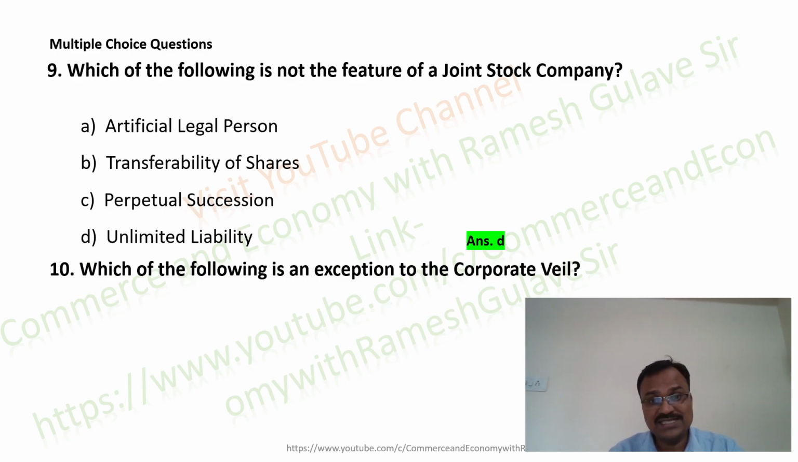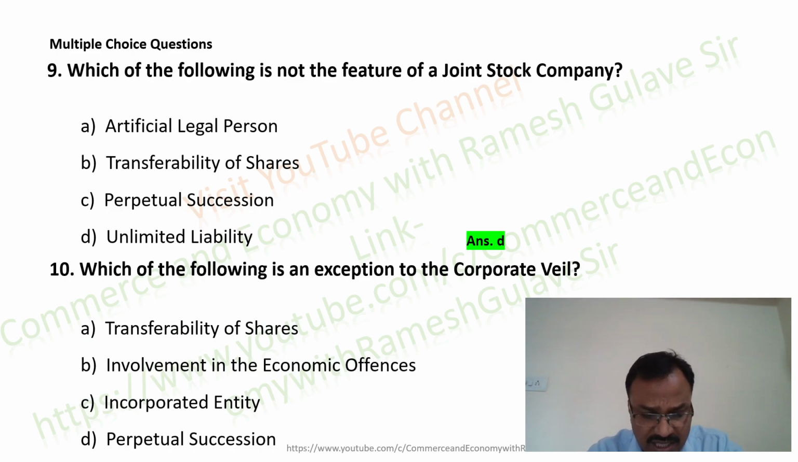It says, which of the following is an exception to the corporate veil? Okay, students, let us understand this concept. What is corporate veil basically? Corporate veil is a concept that works like a protection wall which protects the promoters and the personnel at higher level in the company from getting arrested and all these things. So it protects the promoters and the board of directors of the company against arrest. So in a joint stock company one gets this kind of protection, but this protection is not available in case of, now look at the options, transferability of shares. Shares can be transferred, so this is not an exception.